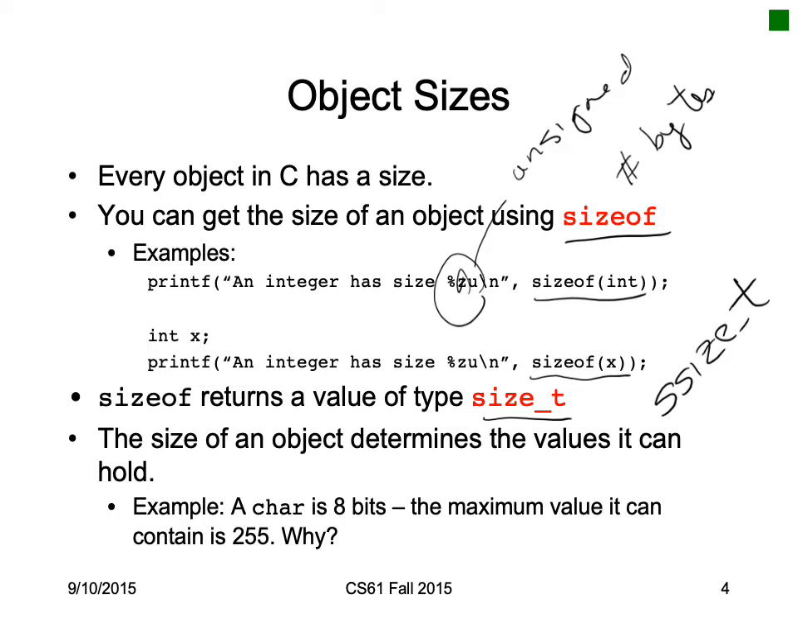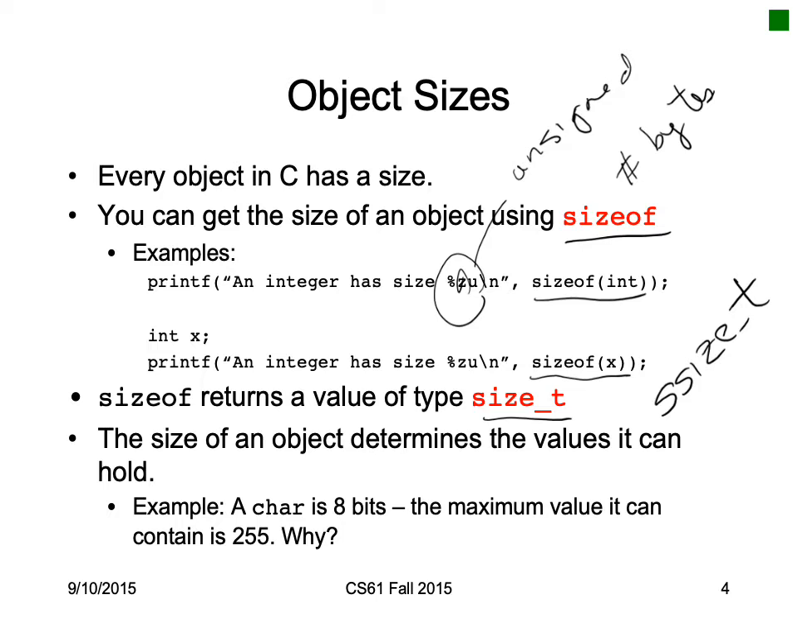You can also declare a variable of type int and say an integer has a size and then print out the size of that particular variable. So you can use sizeof with either a specific type or a variable of a specific type. Notice the format here. I'm using %zu. Now what does that mean?